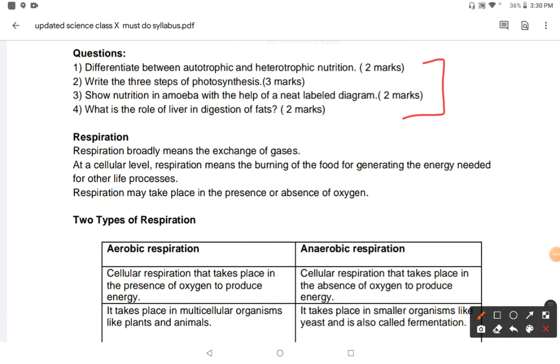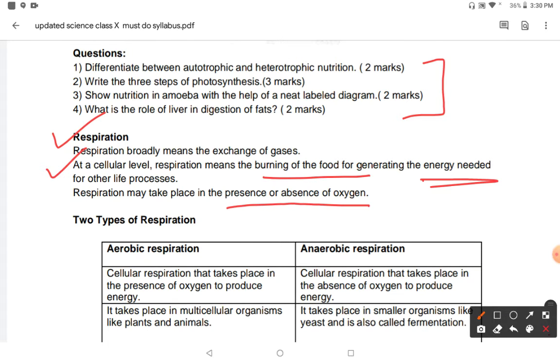Now the next life process is called respiration. What is respiration? It means exchange of gases, breathing in and breathing out. At the cellular level, respiration means the burning of food for generating energy needed for the life processes. And respiration may take place in the presence or absence of oxygen.